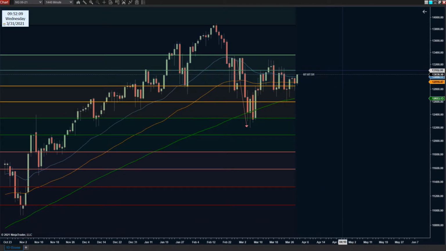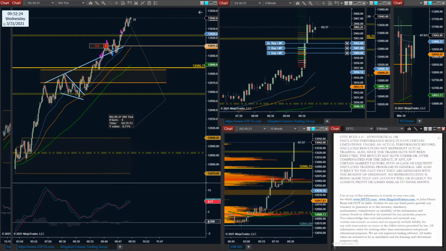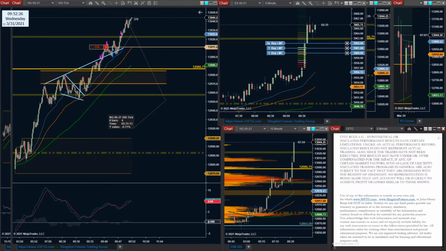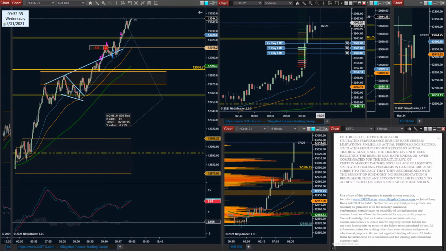The bottom side of the earlier L1 is at around 13,102 to 105 in that area. So in terms of resistance overhead, there's not really much until then. Buyers who trigger in at 39.62 on the S&P would be looking at 39.64.75, 64.50, at least for first objectives.